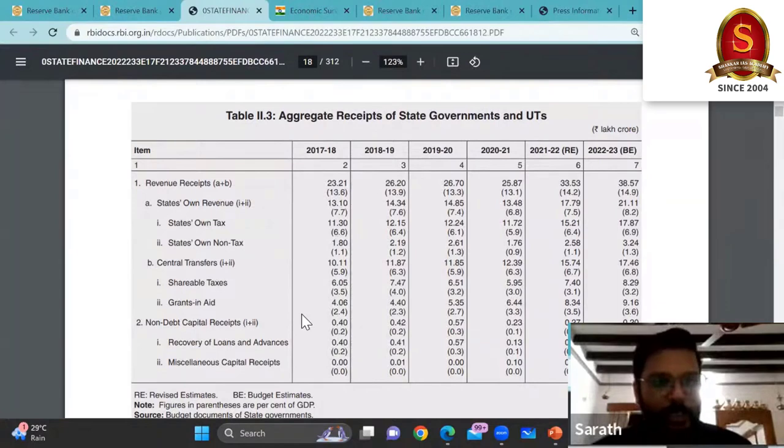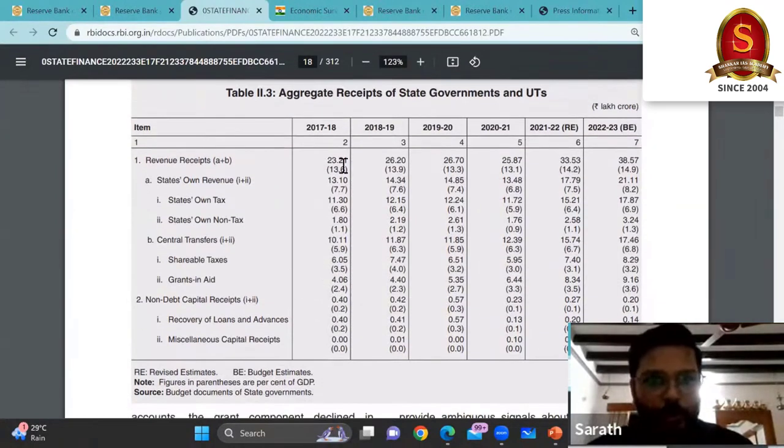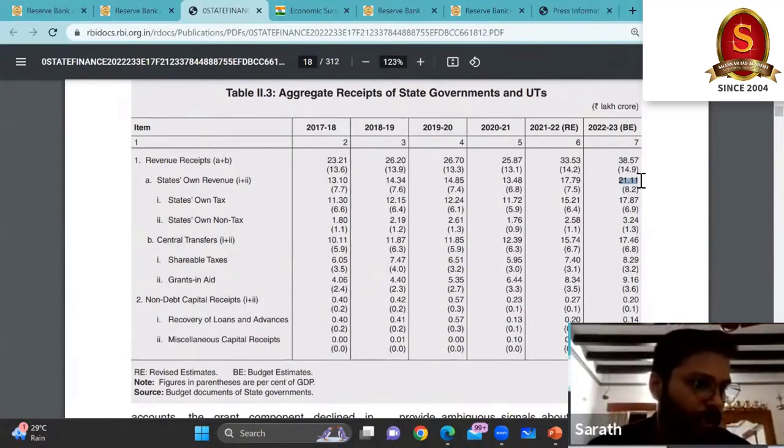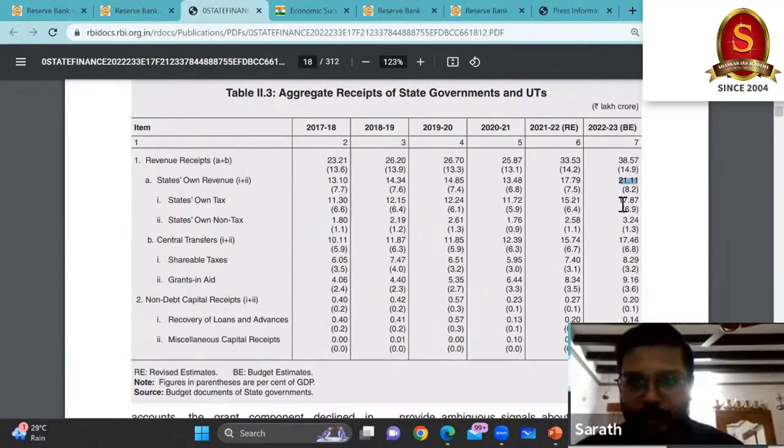So revenue receipts separately, non-debt capital receipts separately is given, of which you will notice that revenue receipts is this much, 23.21, or you look at the most recent one, 38.57. Of that 38.57, you will notice that 21.11 is state's own revenue, but our question is specifically about state's own tax revenue. State's own tax revenue is still 17.87, not percentage, lakh crore.